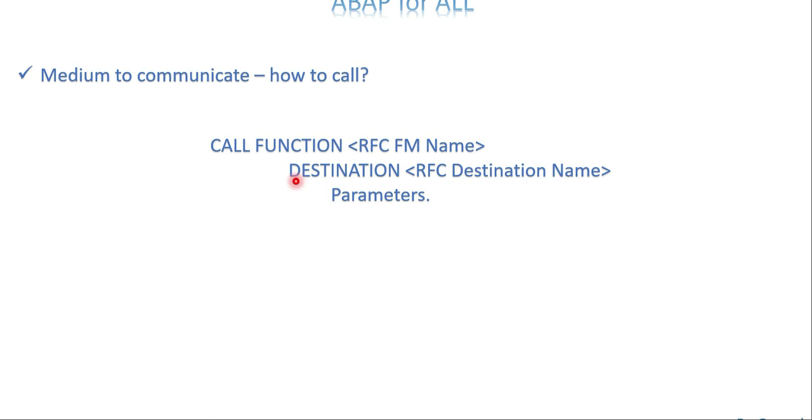So the syntax addition is DESTINATION, and RFC destination is nothing but whatever we have created in SM59. That is the name we have to give here. And the RFC destination is always dynamic, because depending on your system, the RFC name and connection names differ. Normally the people who create it, the basis or security, or even the developer, create it based on the system ID as a reference. The development, quality and production system IDs all differ between the two systems. I'm saying the two system IDs differ.